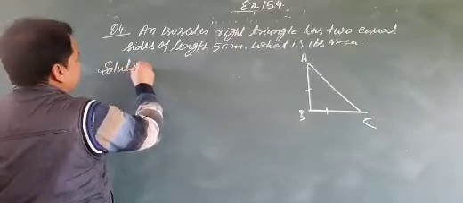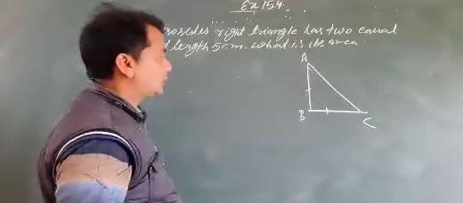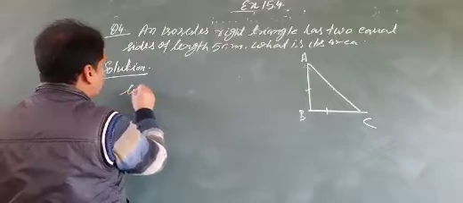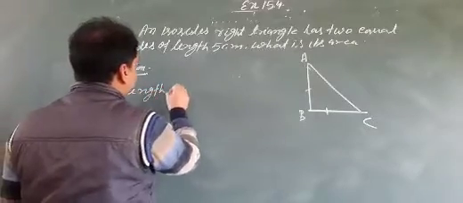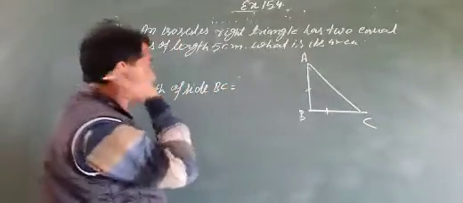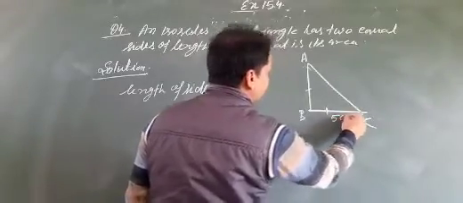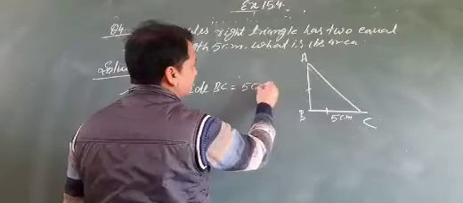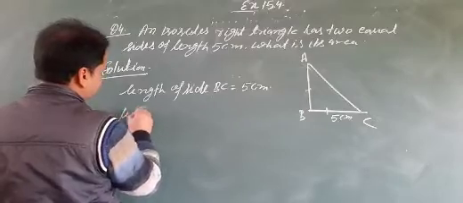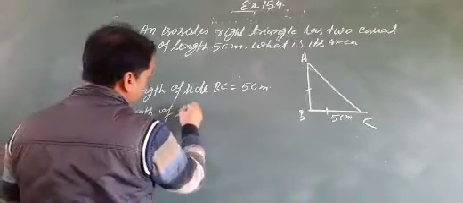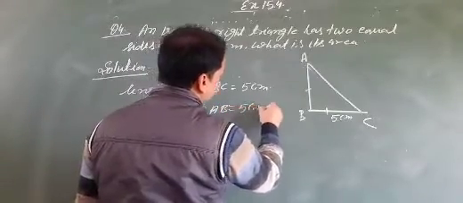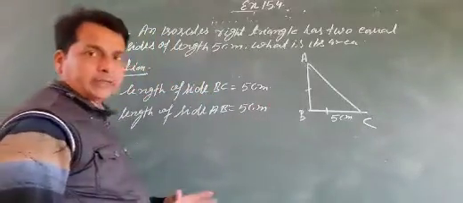Now the solution is here. The length of side BC is given, that is 5 centimeter, and the length of side AB is 5 centimeter, and what is its area?